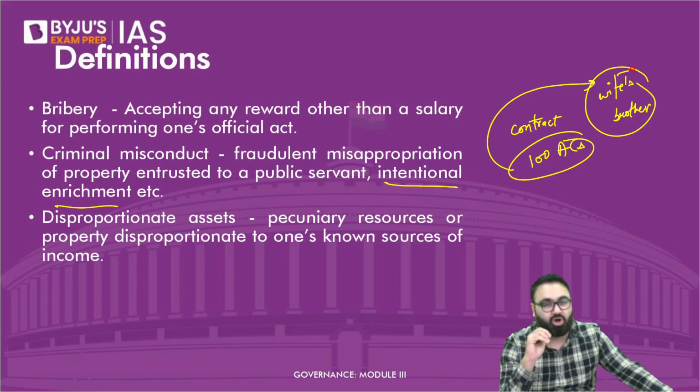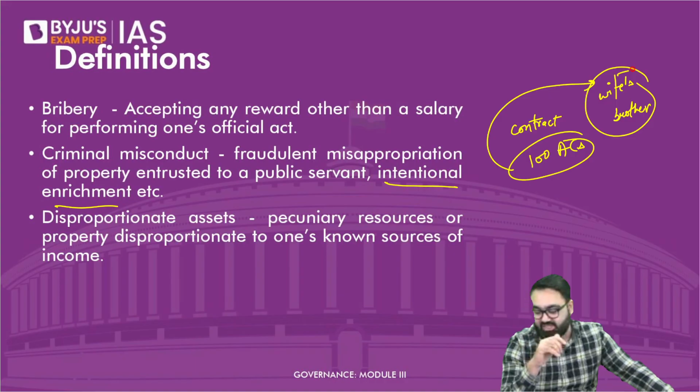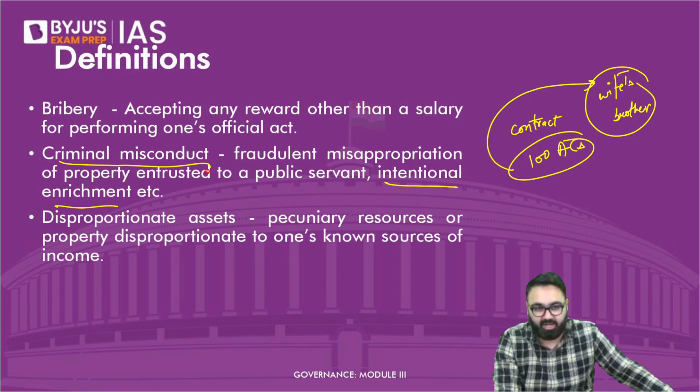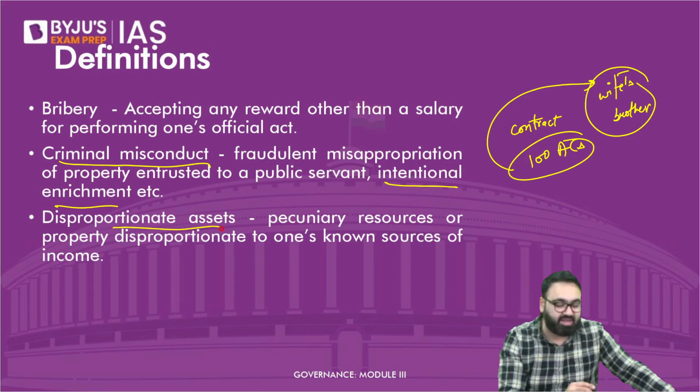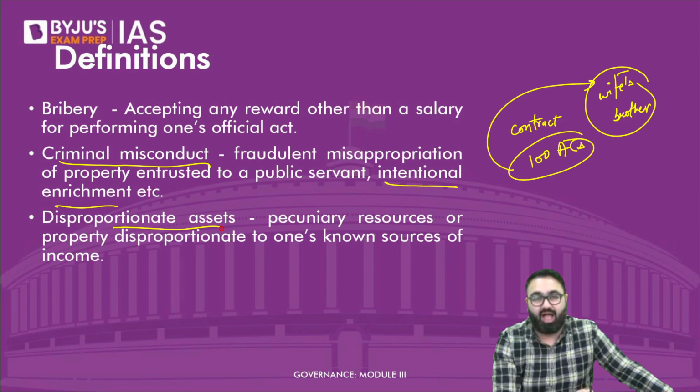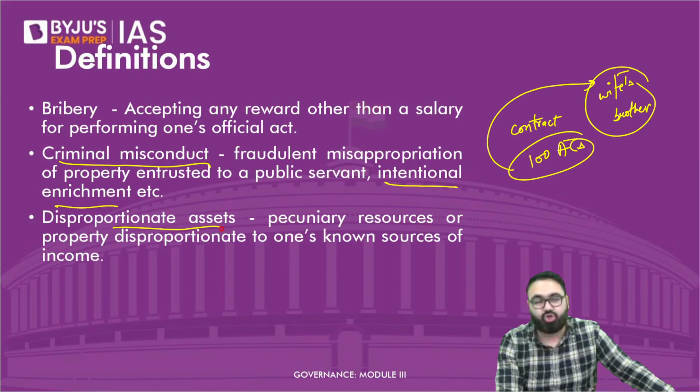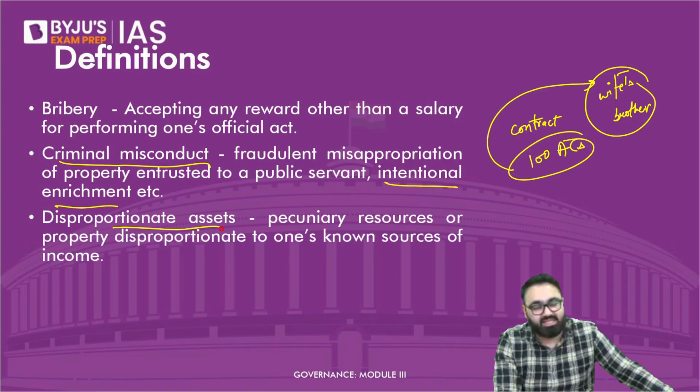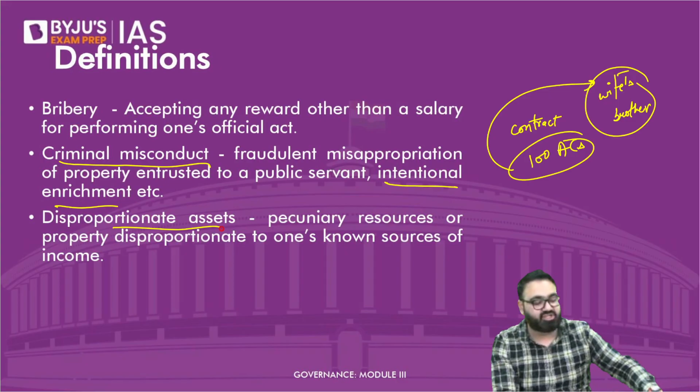You are enriching yourself, your family, your relatives, and giving the contract to them so that they can earn money. This is also a part of criminal misconduct. It will also be punished under the Prevention of Corruption Act. Third, disproportionate assets, something that we discussed yesterday as well. If you have assets, property, money, which is not in proportion to your income. Your income is 50,000, but you travel by an Audi, Mercedes, Bentley. That is a case of disproportionate assets. All these things are punished under the Prevention of Corruption Act.